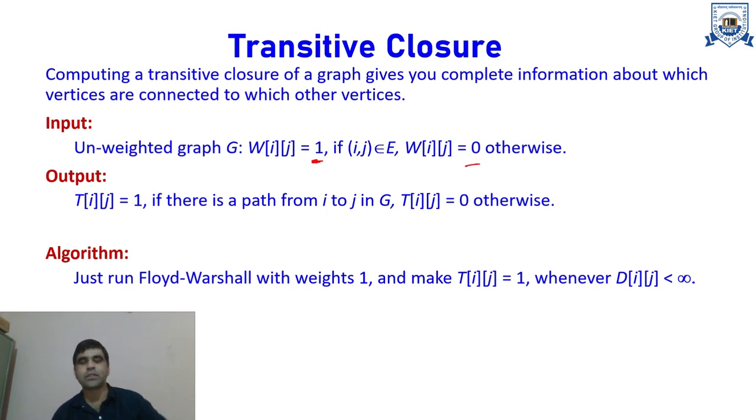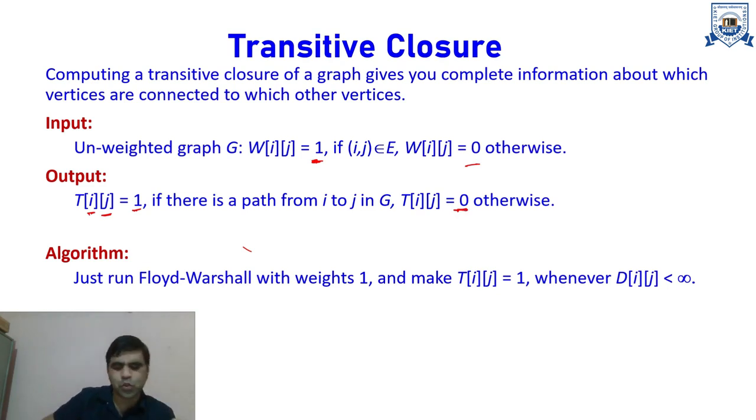And the output of the transitive closure is t of ij. i and j are the vertices. If the value is 1, it simply means that there exists a path between i and j, no matter what the cost of the path is, whether it is a direct or indirect path. If there is no path, then it is 0.